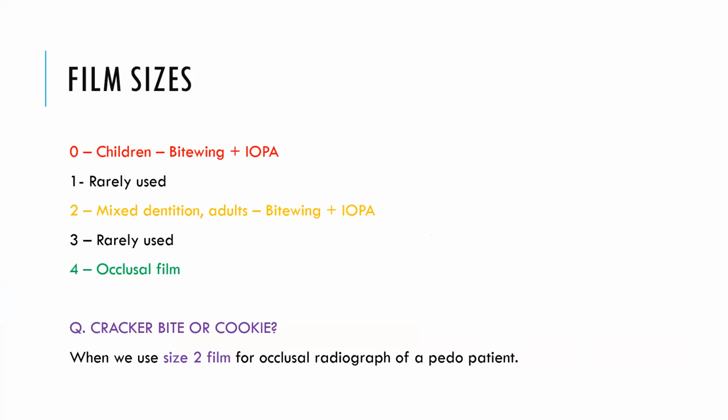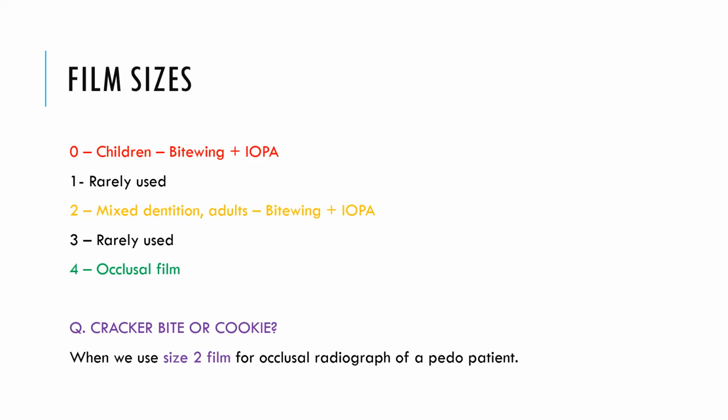Various film sizes are used for different radiographic techniques. So we have 0, 1, 2, 3, and 4. 0 is usually used for children for bitewing as well as the intraoral periapical radiograph. 1 and 3 are rarely used, and film number 2 is used for mixed dentition as well as in adults for bitewing and the intraoral periapical radiograph. Now there is film number 4, which is an occlusal film, used to take the occlusal view of both the maxillary and the mandibular teeth.